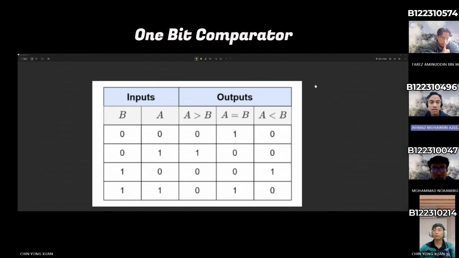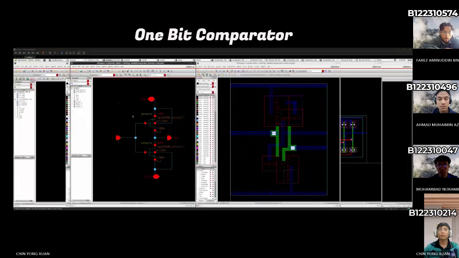And the last one is A equal B. The output is 1 if both inputs are 0 or both inputs are 1. So the Boolean logic is A XNOR B. Okay, let's see the schematics.